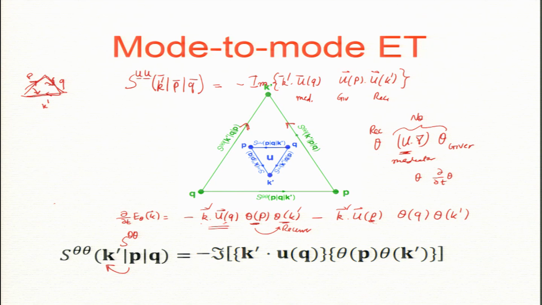Are you happy with this? This is a mode to mode energy transfer: giver is here, receiver, and mediator. The mediator is the velocity field, and that dots with the receiver wave number. And there is a minus sign, because you see there is a minus sign here.